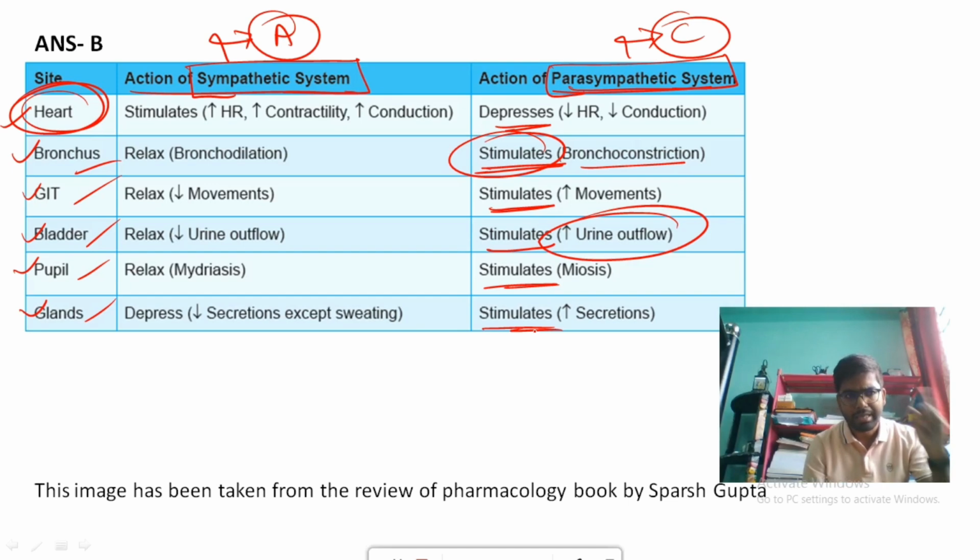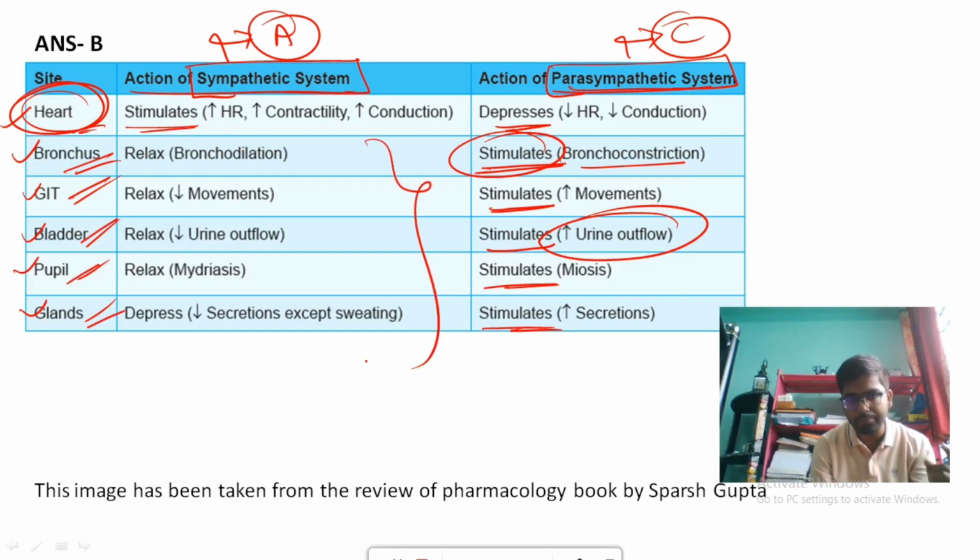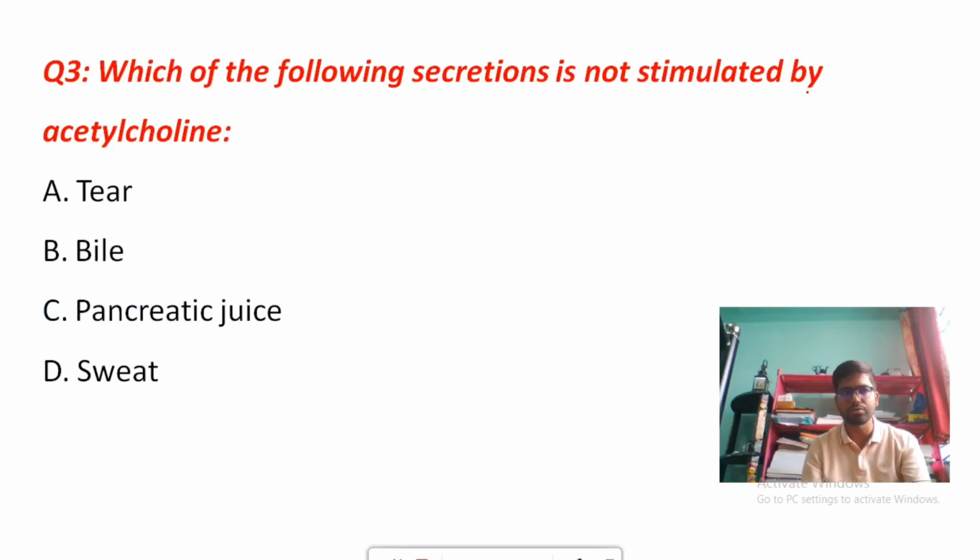In case of heart, the sympathetic system only stimulates the heart, whereas in case of bronchus, GIT, bladder, pupil, and glands, it reduces the action. So clearly you can understand the actions of the parasympathetic system and the sympathetic system and the difference. Coming to the next question.